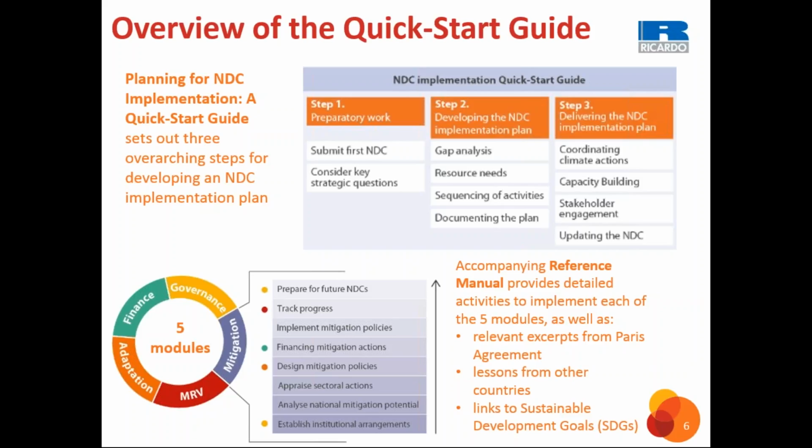The accompanying reference manual gives a lot more detail, and it is structured around the 5 modules that I set out in the previous slide. So for each module, the reference manual lists a series of activities that might be relevant for a country to implement the NDC. And you can see for each module there is a diagram such as the one in the bottom of the screen here that shows these activities that are read from the bottom upwards as indicated by the arrow. And the diagram also shows color-coded dots to indicate where certain activities link across to different modules.